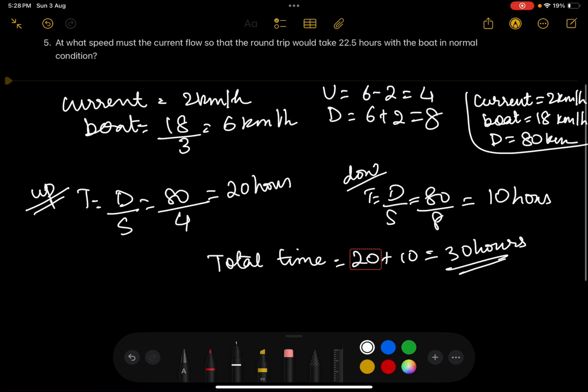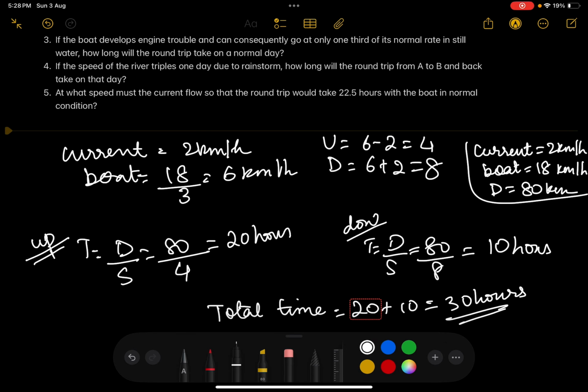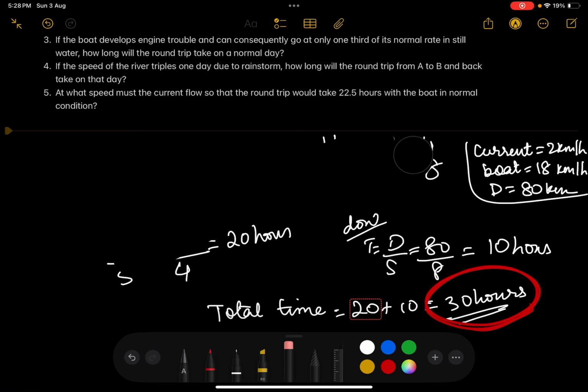This is what we were supposed to find out, right? How long will it take for a round trip on a normal day? And our answer is nothing but a total of 30 hours. Okay, that is our answer. So I'm just going to erase this and we'll check the fourth one.